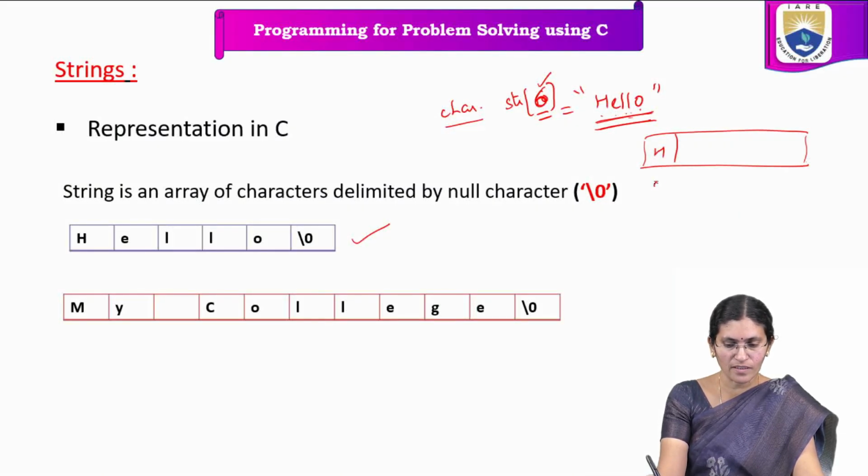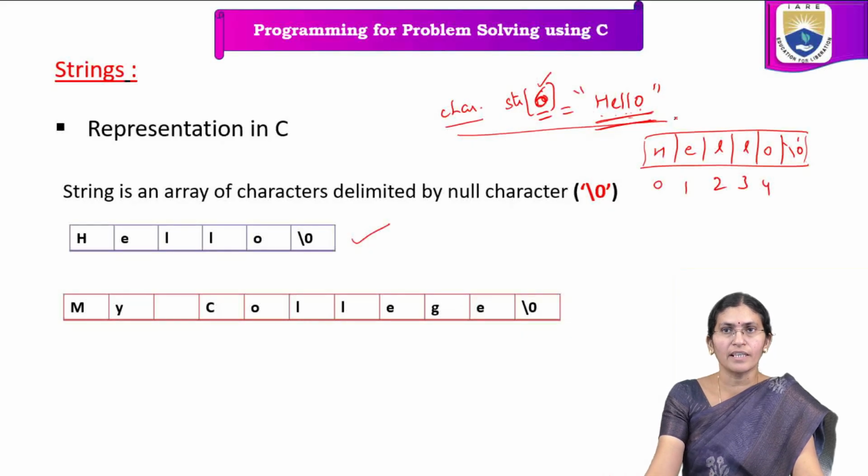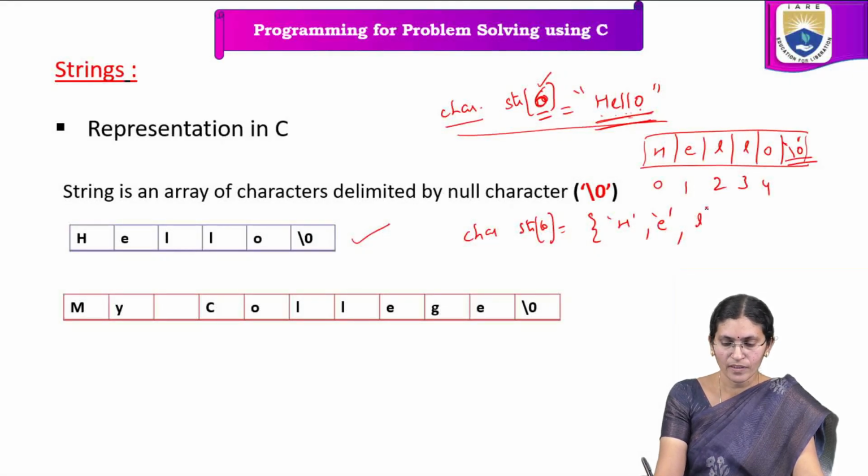In the first place, at the 0th position, H is stored. Next E, then L, and then L. So 0, 1, 2, 3. And last we have O at the 4th position. At the end, we put a null character. If we declare and initialize the string in this way, the compiler will automatically insert the null character at the end. But you can also write it as an array of characters. When you declare the character array in this way, we have to specify the null character at the end.